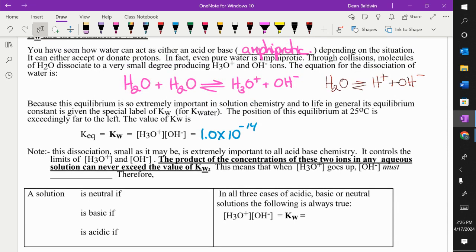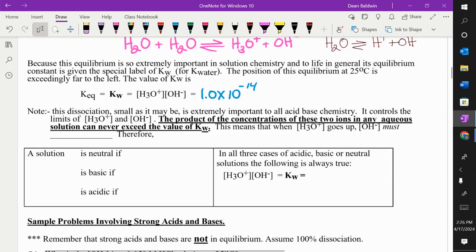From your chapter 2 knowledge, what happens? This spikes. Then the equilibrium shifts to the left to balance it out. What happens to the concentration of OH minus? It goes down. So when H3O plus goes up, OH minus must decrease. We're going to use this to do some calculations in a sec.